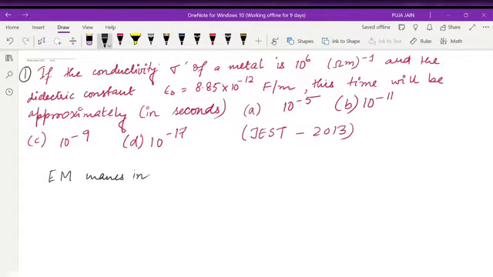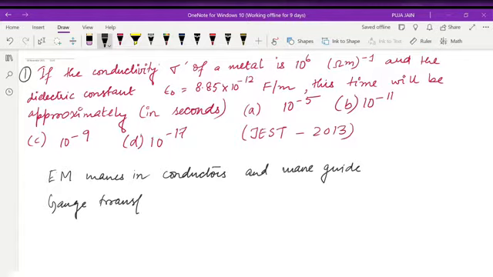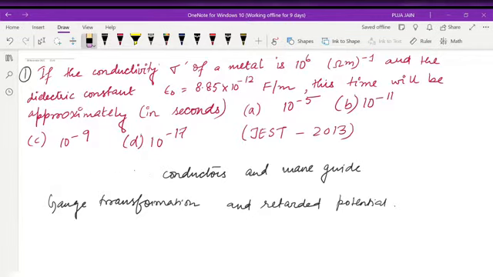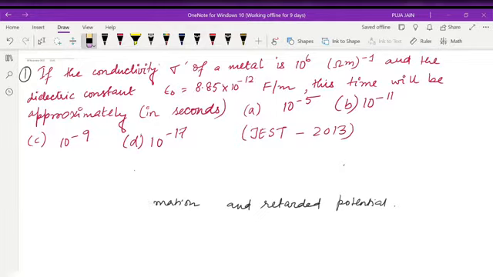in conductors and waveguides, and problems related to gauge transformations and retarded potential. While solving problems, we will also discuss some part of the theory or some concepts related to it. I have already written the questions today so that our time will be saved. So let's begin. Our first question has come in JEST 2013.